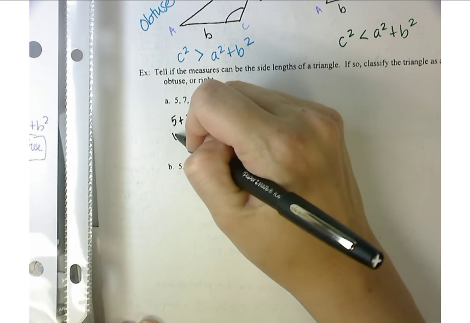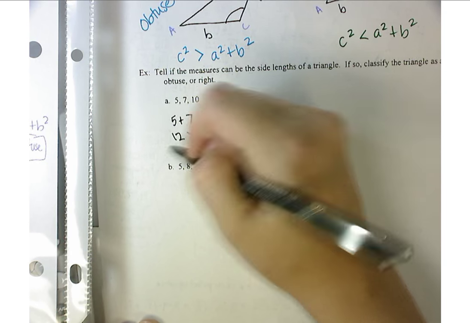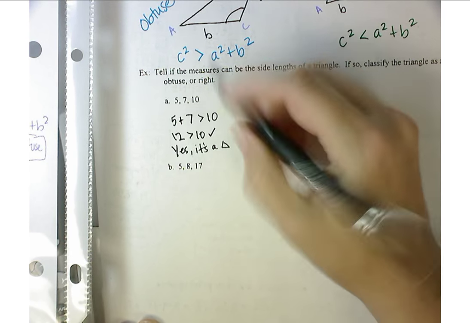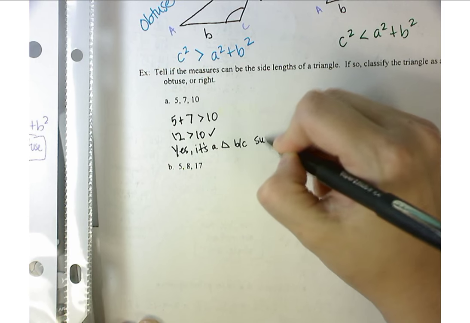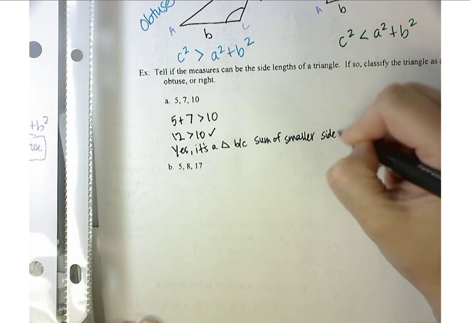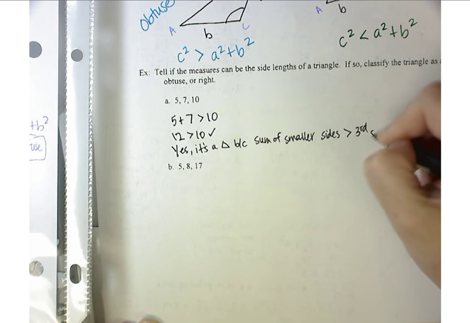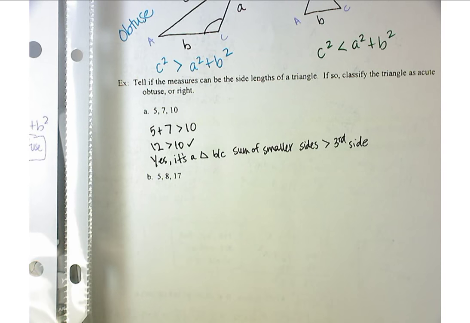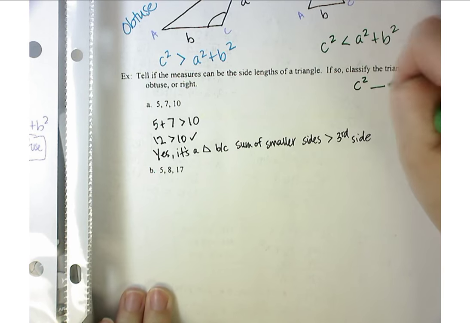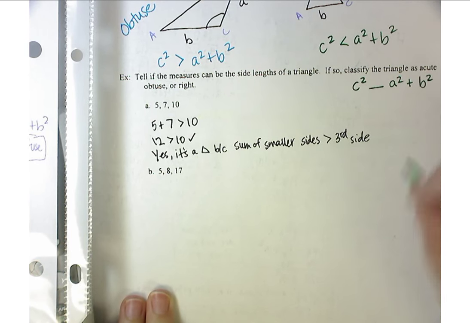Okay, so this would be 12 is greater than 10. So yes, it's a triangle because the sum of the smaller sides is greater than the third side. Remember you guys did that the other day? Okay, so when I set this up, what I do is I do C squared. So I do C squared, and then I put a blank, A squared plus B squared. And then I fill in the blank with the appropriate symbol.